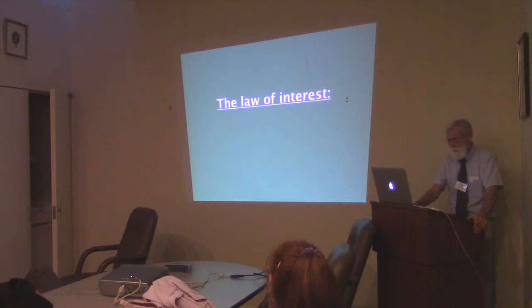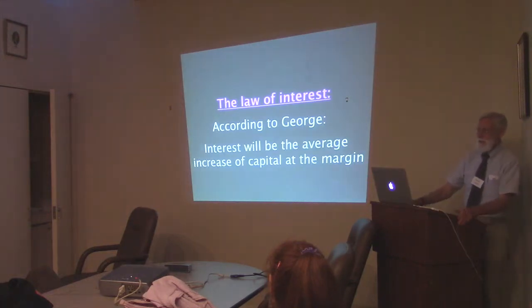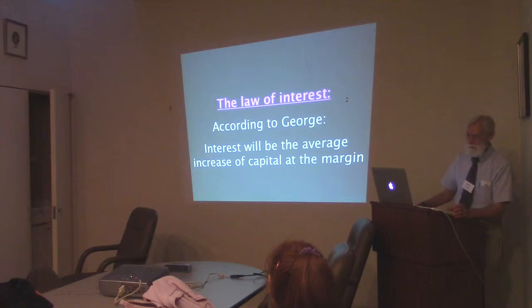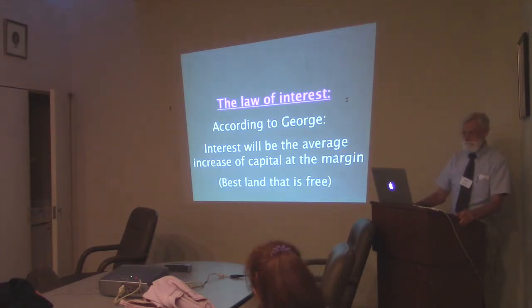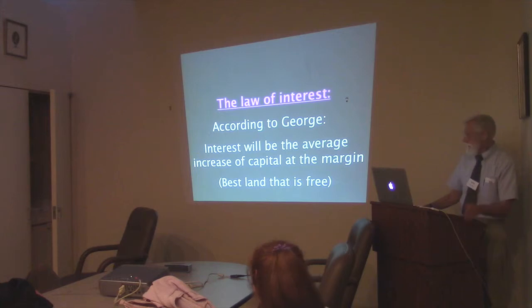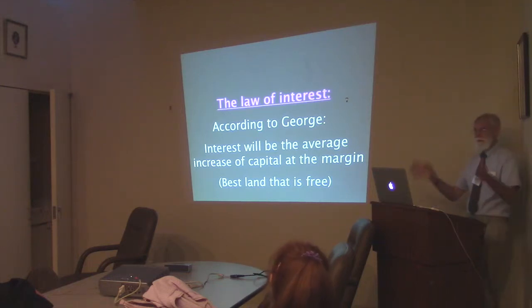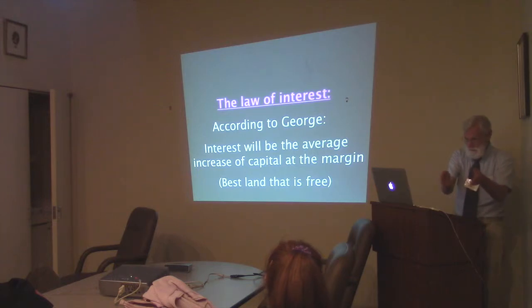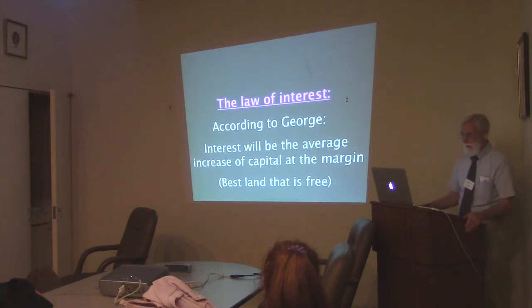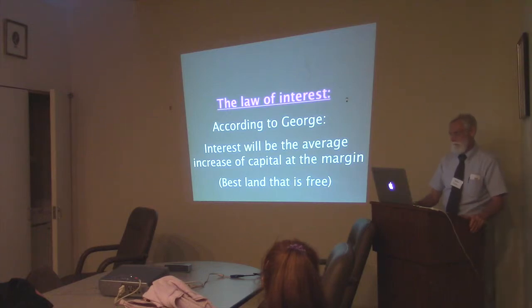So, the law of interest, according to Henry George, interest will be the average increase of capital at the margin. And in my opinion, of course, as I said 10 times now, I guess, that would include an average of all the benefits of not having to produce things in a less efficient way when it was originally necessary. Like Sarah had to originally type up that manuscript, but not having to do that and so on. And I guess the steel mill and windmills and the solar collectors and all that other stuff.